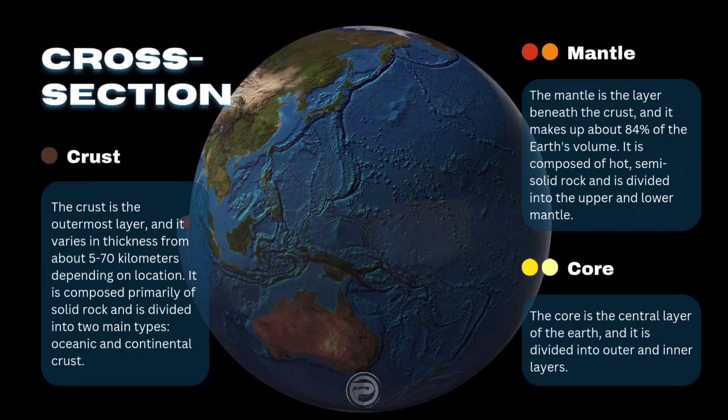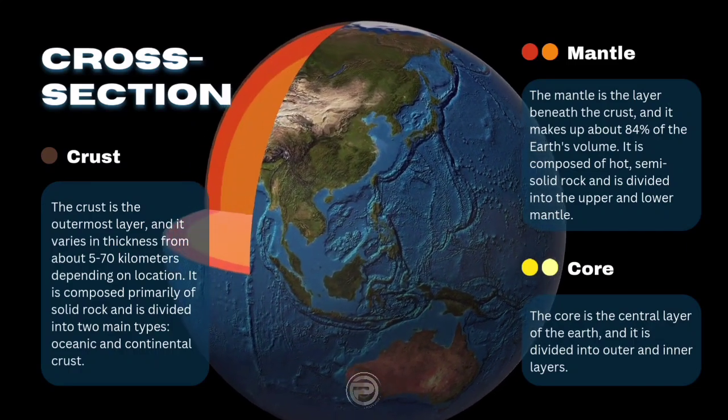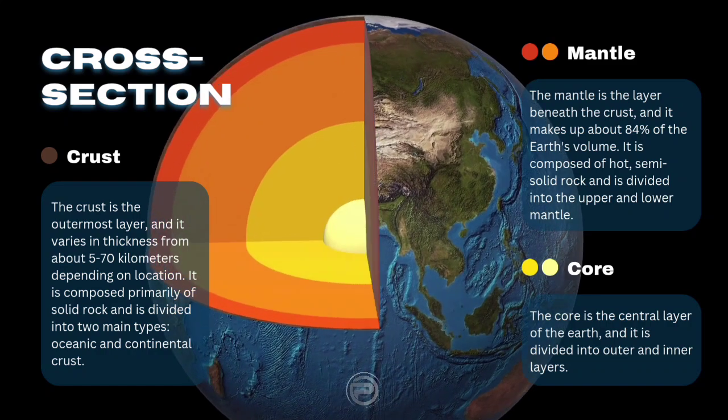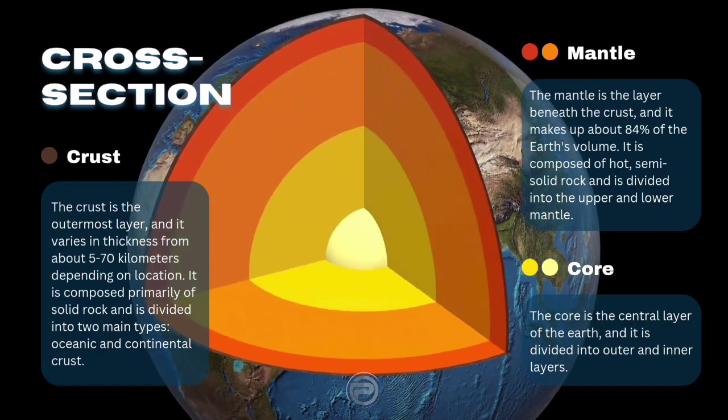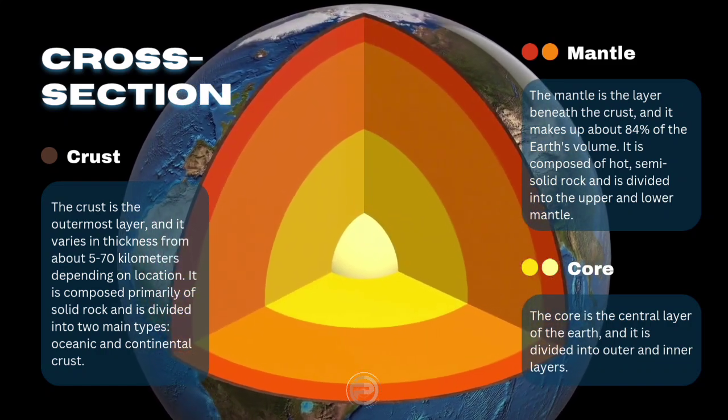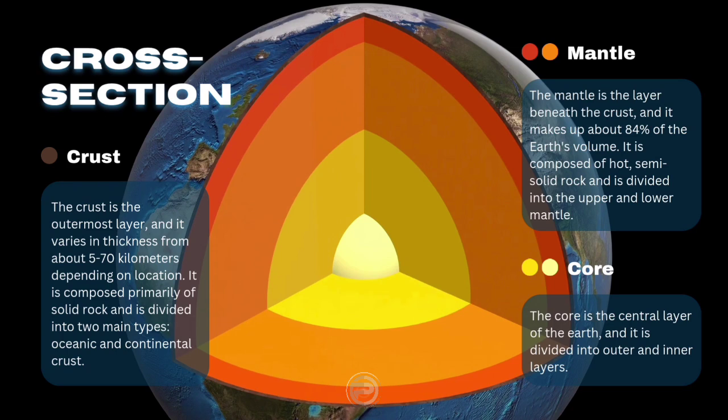Cross-section. 1. Crust. The crust is the outermost layer, and it varies in thickness from about 5 to 70 kilometers depending on location. It is composed primarily of solid rock and is divided into 2 main types, oceanic and continental crust.